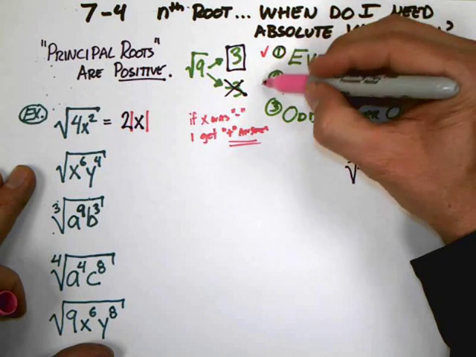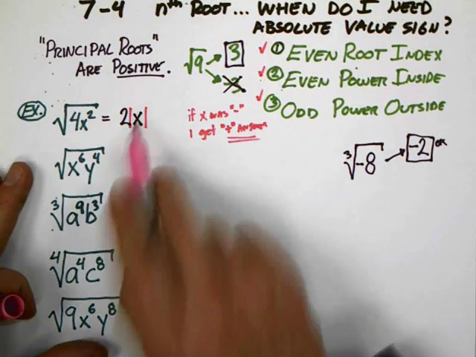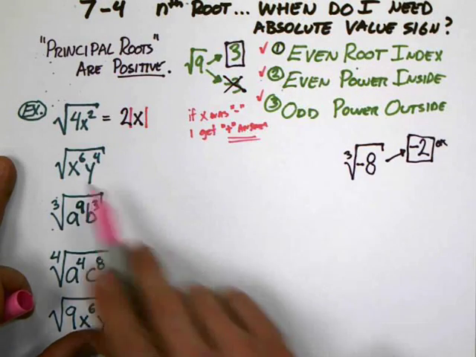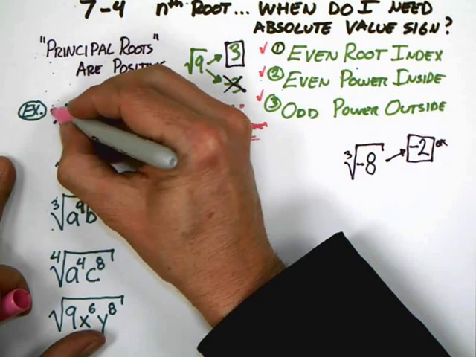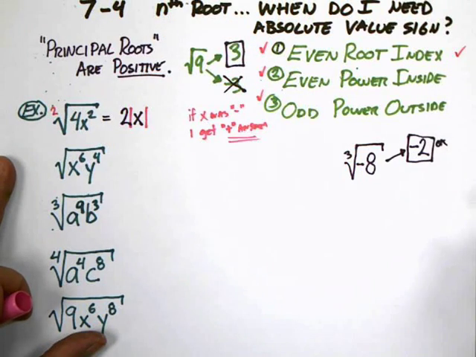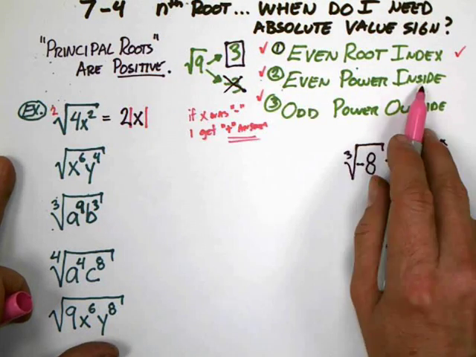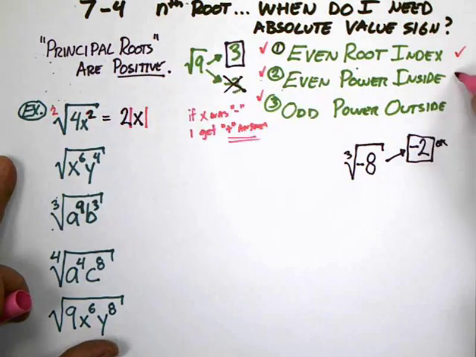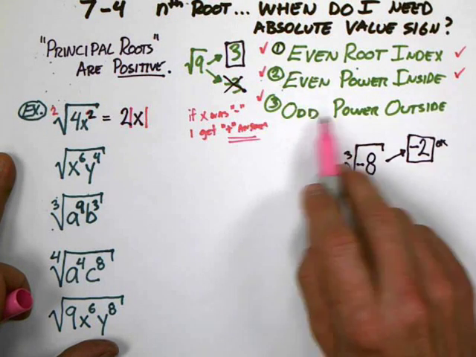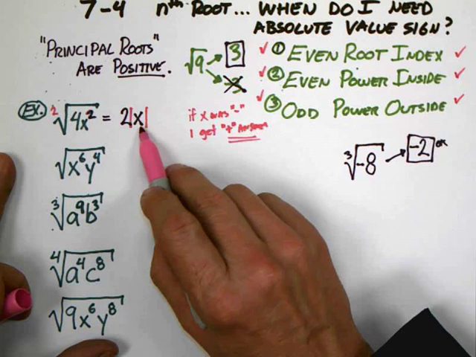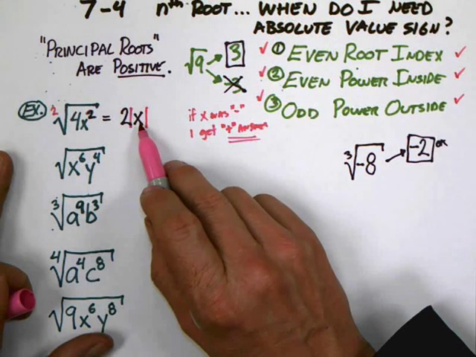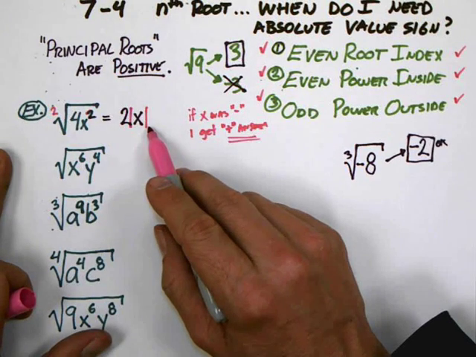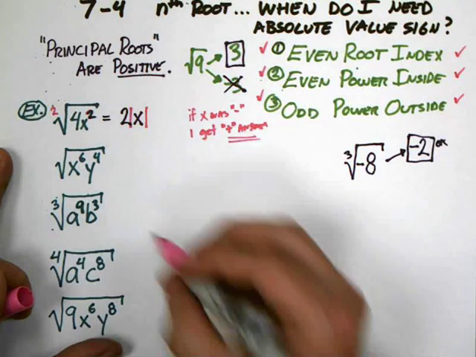So here's the 3 things that have to happen in order for me to have one of these little pink absolute value bars. First of all, I need the even root index. So right here, the index of this is 2. So that one's satisfied. Number 2, I need an even power inside. Well, that 2 right there, that's an even power. So this one's satisfied. And number 3, I need an odd power outside, which means my answer, which has a power of 1, also satisfies it. So if these 3 things are satisfied, I need absolute value signs on it to turn it back into a positive number.